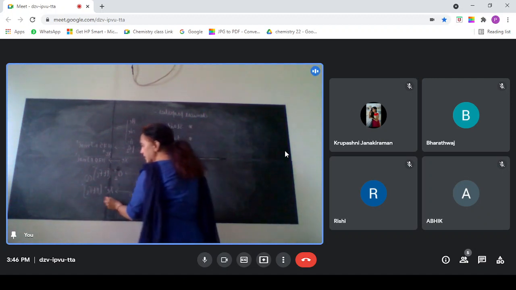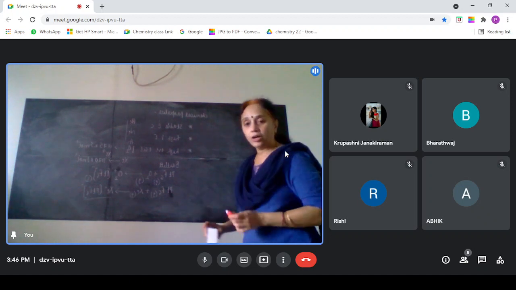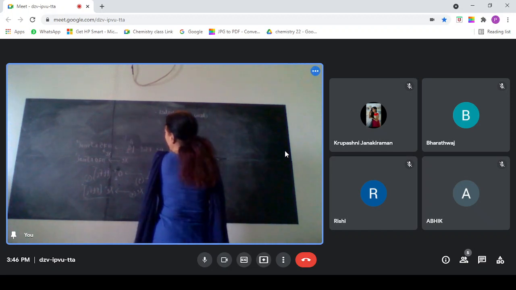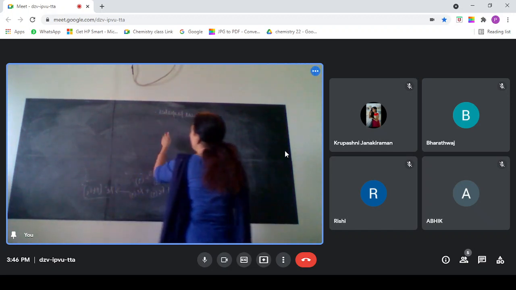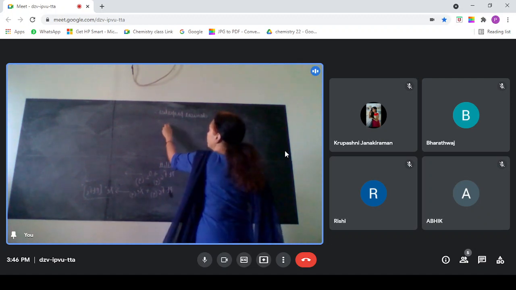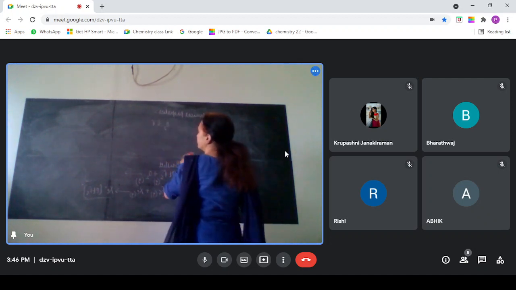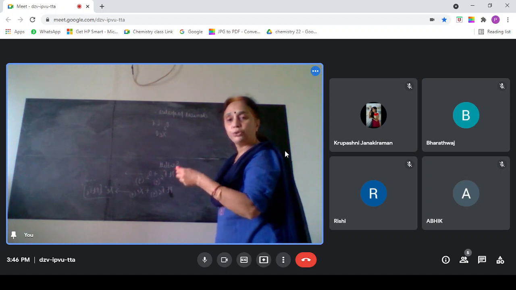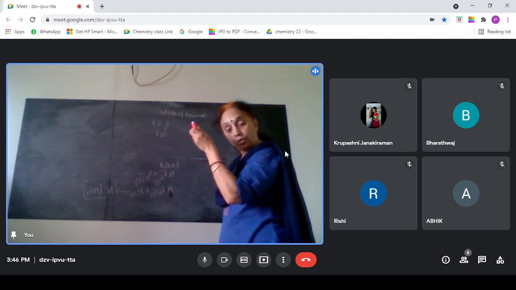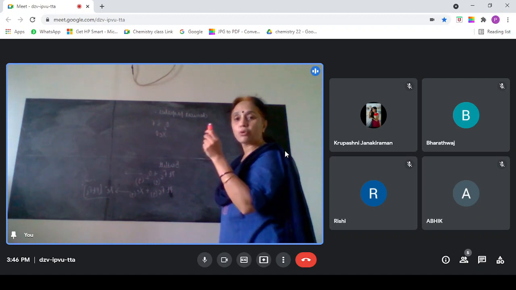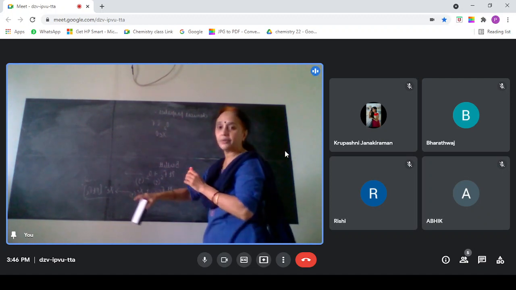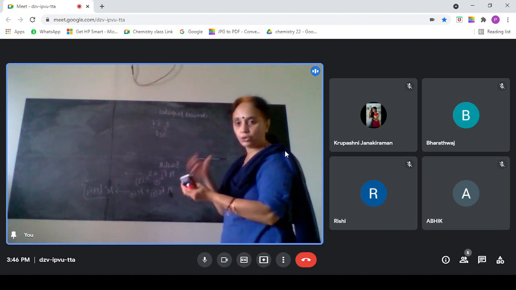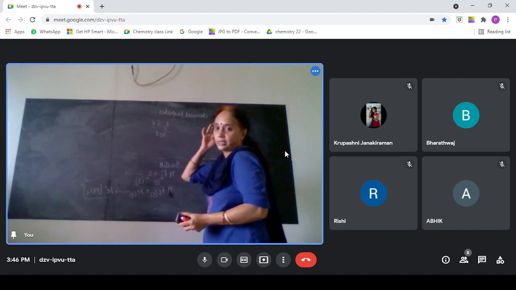This is the compound first discovered. Later on, many compounds of xenon were synthesized, especially with more electronegative atoms like oxygen and fluorine, like XeO3, XeO4, XeF2, XeF4, XeF6, XeOF2, XeO2F2, XeOF4. All the compounds of xenon with oxygen and fluorine, and a combination of oxygen and fluorine, oxyfluorides, are discovered. So many compounds are synthesized now.